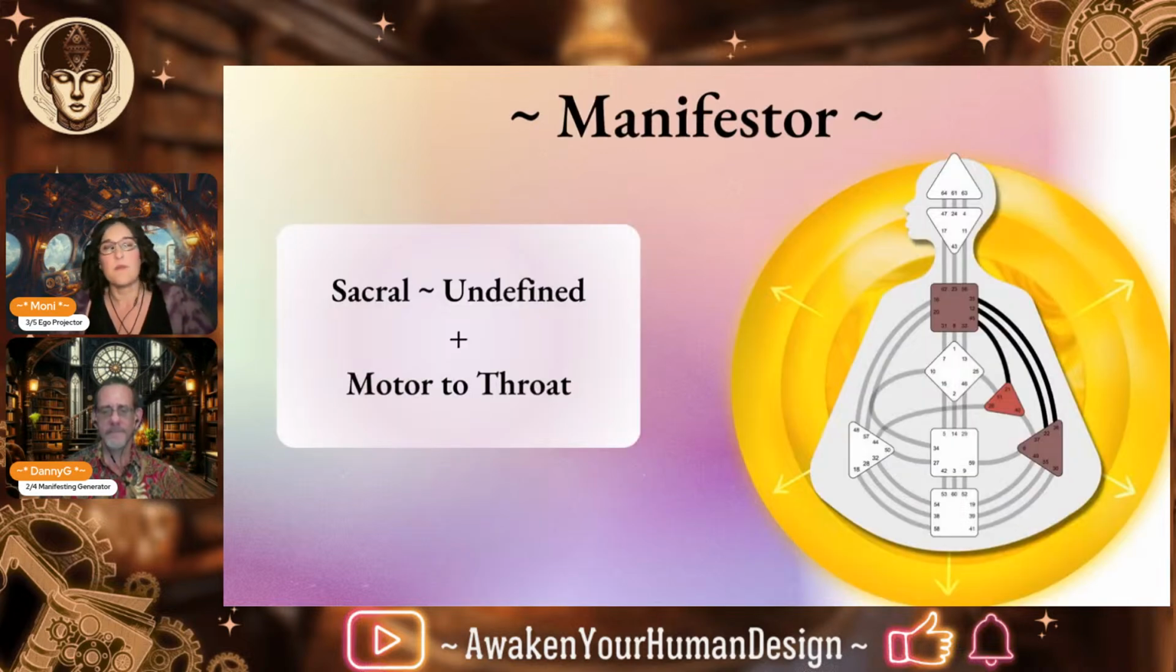And so first up, we have our manifestor. A manifestor chart, you can identify because the sacral, which is the second square from the bottom, is undefined. It'll be white, right? And there's also a motor to the throat. So it's that combination of the undefined sacral and the motor to the throat, which makes a manifestor.